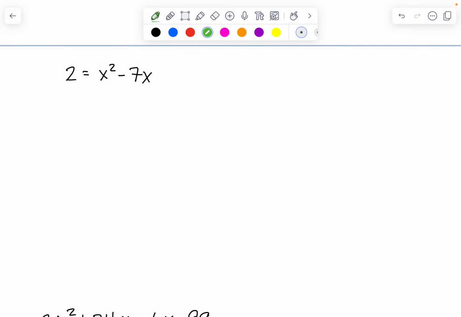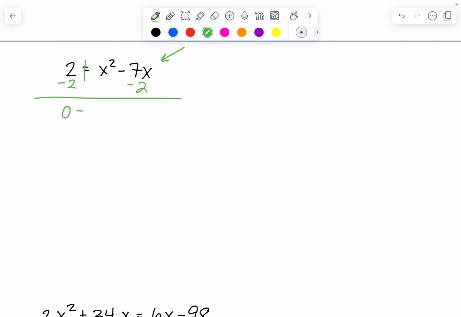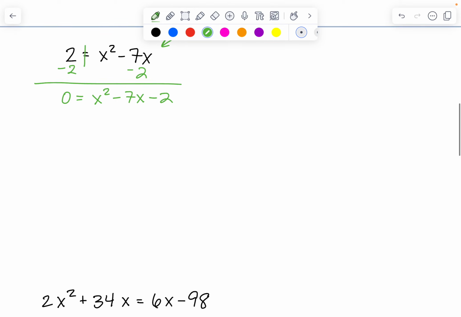All right, I don't think I have time to do the last three, but I can do at least one of these. So this one, you need to get it equal to 0. And so what I'm going to do is clear this side because that's doing the least work. So I get 0 equals x squared minus 7x minus 2 because there's no like terms.